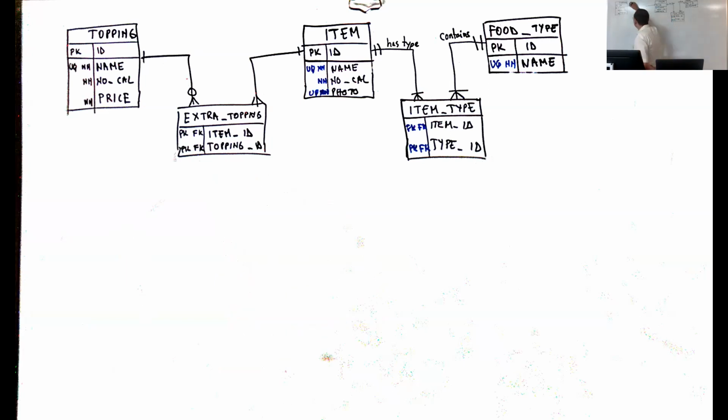But an extra topping will always require a topping, because item ID, topping ID is part of its primary key. Now, does an item always have extras? Probably not. So if we want to see that, we need to look at something that you don't anticipate to have extras. So I will try to look at a drink, for instance.